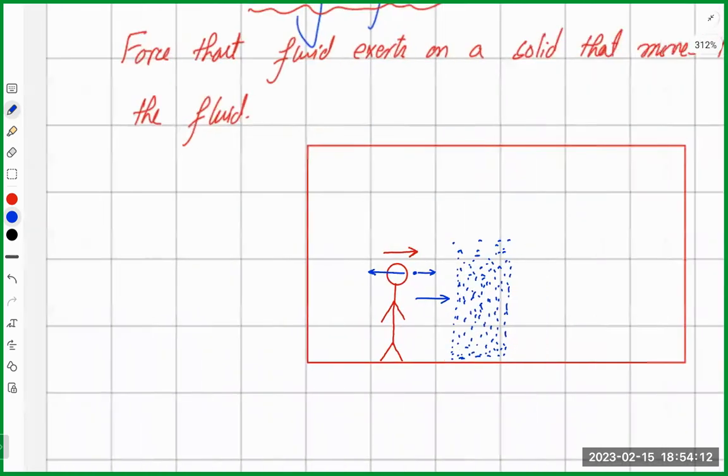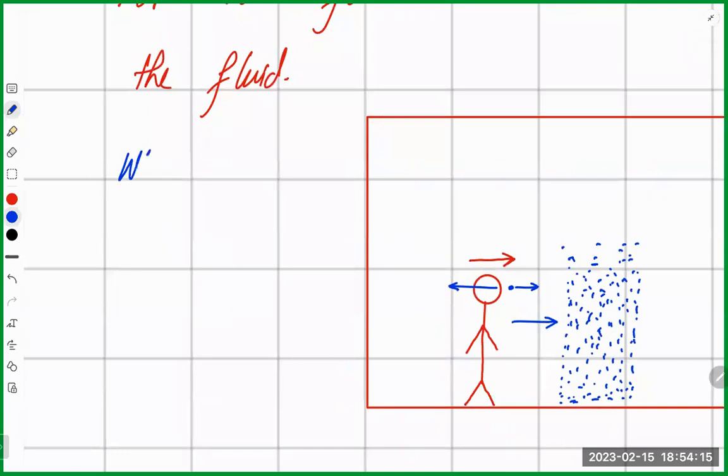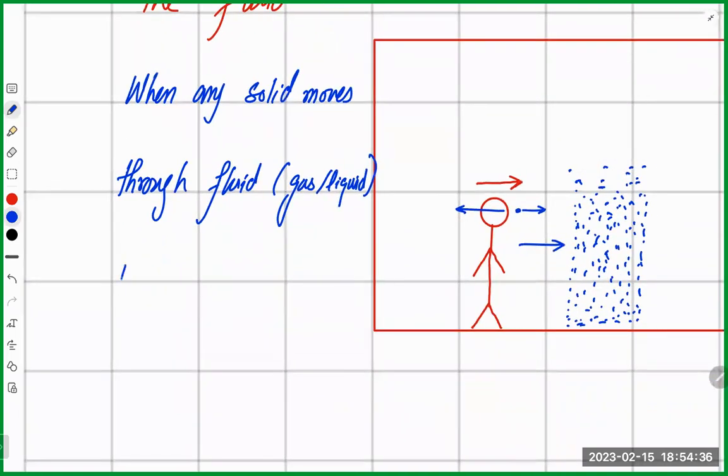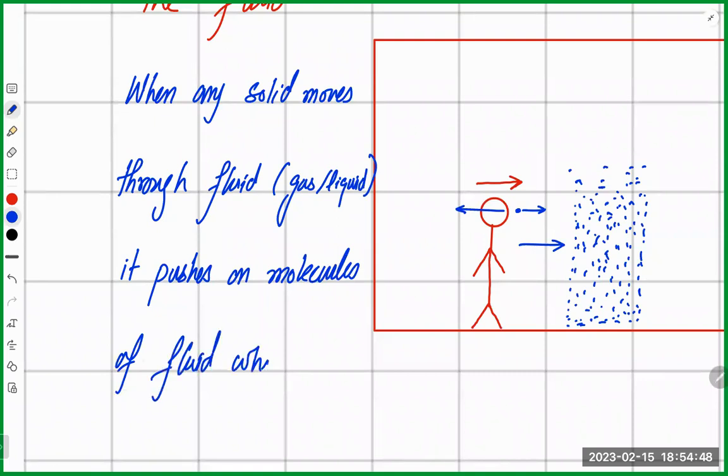Now, when any solid moves through a fluid, fluid means gas or liquid, it pushes on molecules of the fluid, which push the solid back.